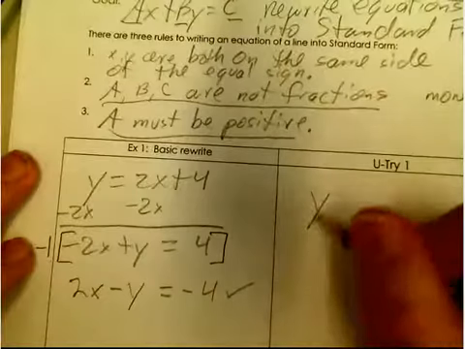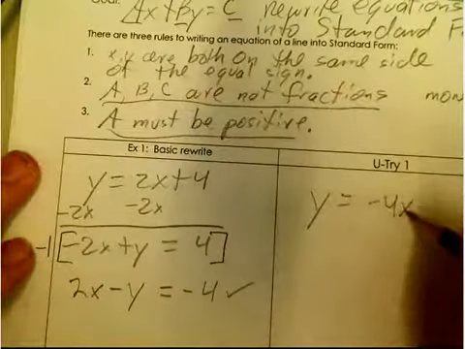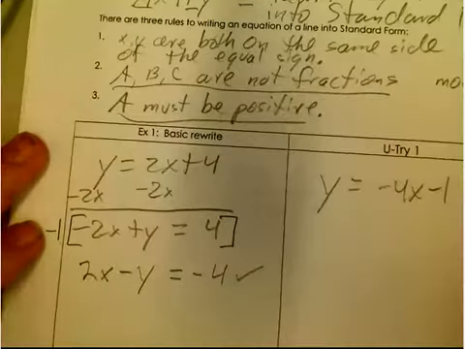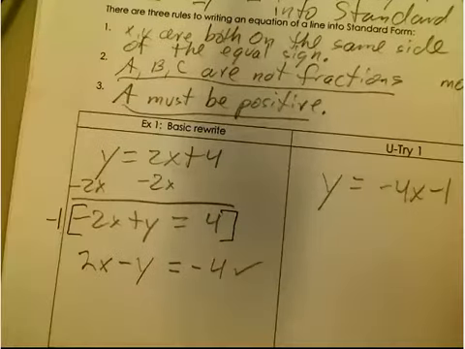Notice that all of the coefficients are integers, and A is positive. Okay. Here's your U try. Y equals negative 4x minus 1. Turn that into standard form.